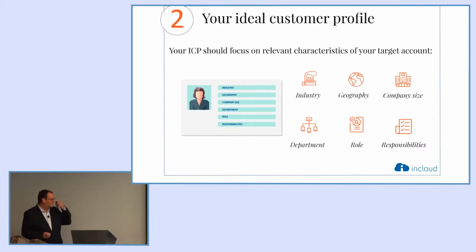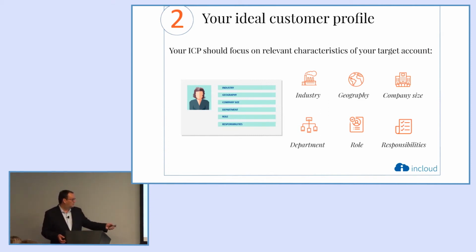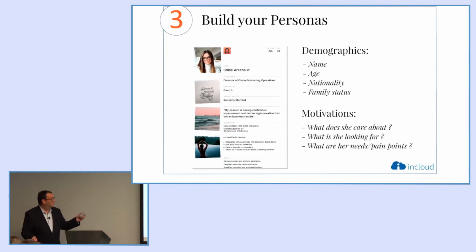There's 2 takes on this. A lot of people just jump into the personas, but they don't think about who is our ideal customer profile. That ideal customer profile is made up of a specific industry that you're going into, the geography, the company size, the department, and the role and responsibilities that are going to go with that. From this, you're going to drill out into the actual persona. So when we look at this, we're looking at the standard demographics of name, age, nationality, family status, and what are the key motivations that person might have.